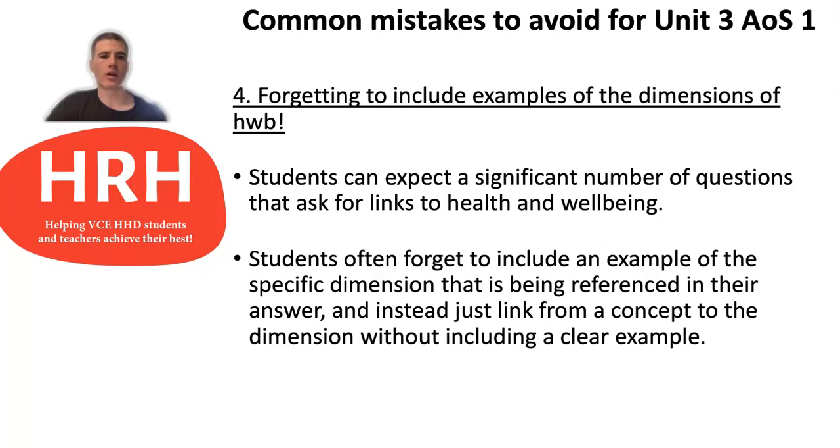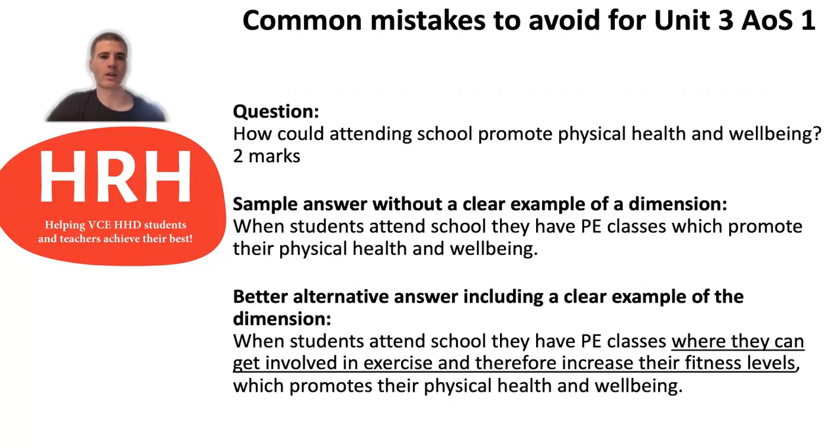And so what students often forget to do is they forget to include an example of a specific dimension that they're including in their particular answer, and instead they just make a link from a concept to the name of a dimension without including a clear example, or they might be using examples that are incorrect examples of the dimensions. And so this is a surefire way to miss out on some marks in a particular question.